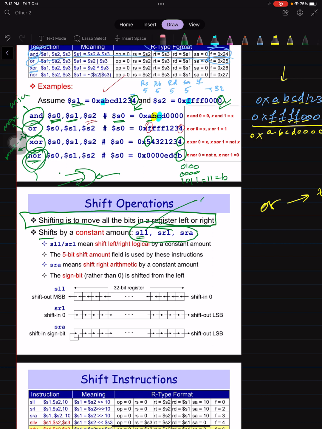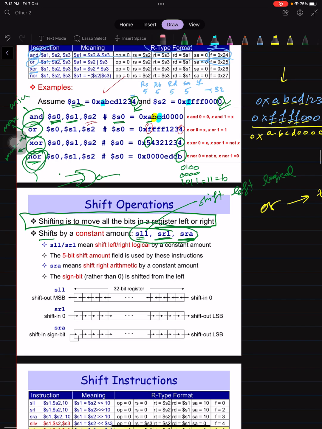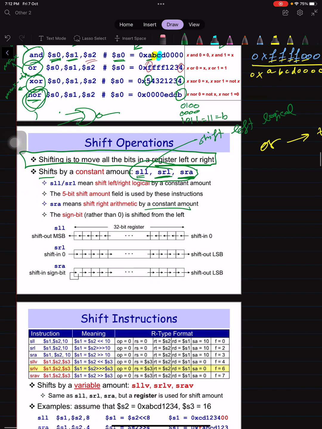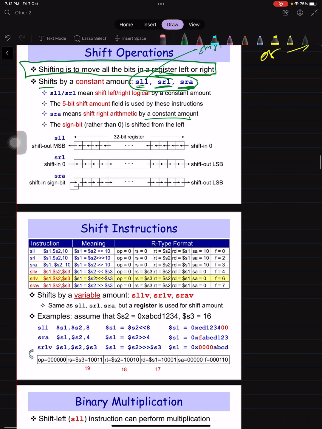This guy is shift left logical, and here shift right logical, and here shift right arithmetic. Okay, shift right arithmetic by a constant amount. So the 5-bit shift amount field is used by the instructions. So let's see how this is really working. Okay, let's dive into it and see what's going on.